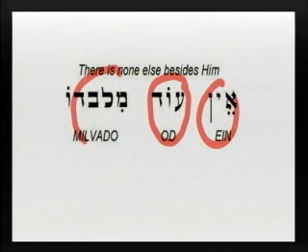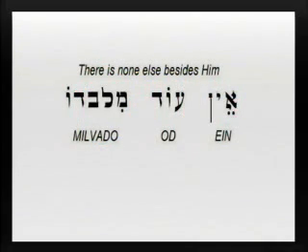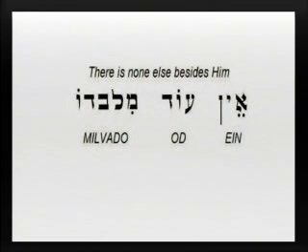Okay, we can see here once again a combination. The first word from the right side is ein: aleph, yud, and final nun. The middle word is od: ayin, vav, and dalet. And milvado, besides Him, is mem, lamed, bet, dalet, vav. All together it is ein od milvado. There is none else besides Him.